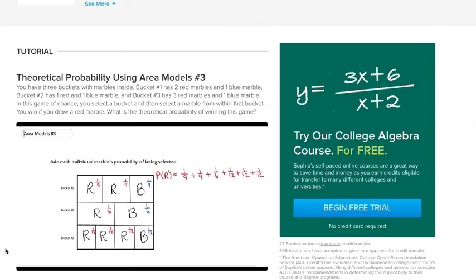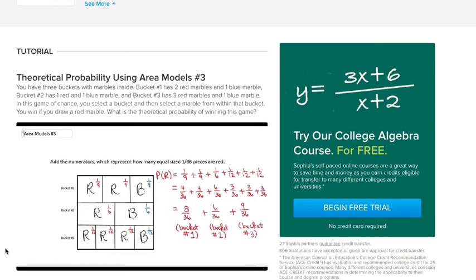So what we need to do next is to catalog all of the individual probabilities for each marble, and then we're going to have to add them up. We need to find a common denominator for each one of these fractions. The common denominator is 36, which means that if we had drawn equal sized rectangles, we would have drawn into 36 equal sized pieces. So the next step is to add up all of our numerators, and then we find that the likelihood of selecting a red marble in this game overall is the fraction 23/36.